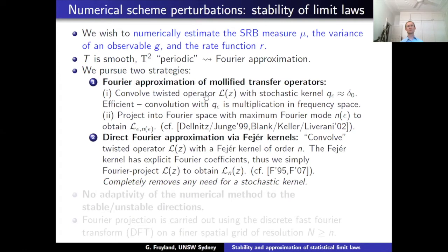One is we first convolve our twisted operator with some stochastic kernel, and this is efficient because convolution is multiplication in frequency space. And then we just project by Fourier truncation to obtain our finite rank approximate twisted operator.